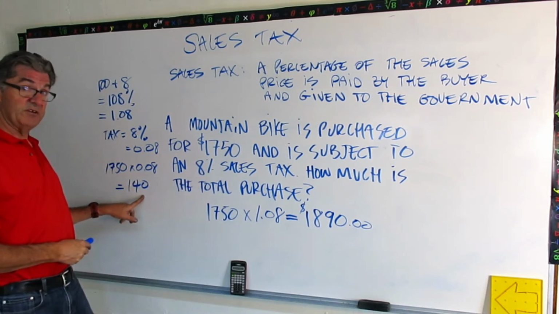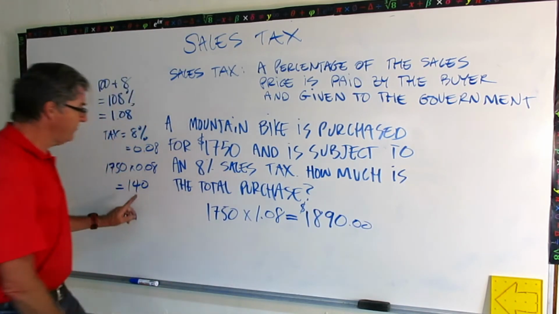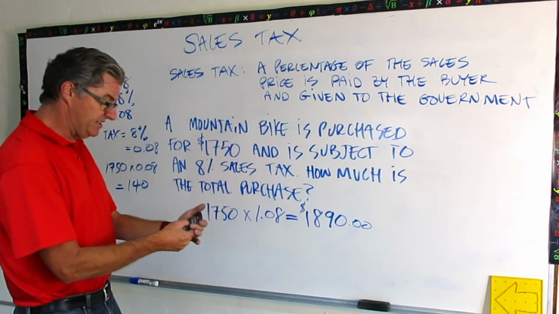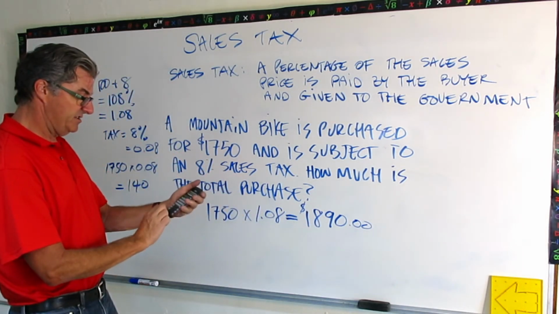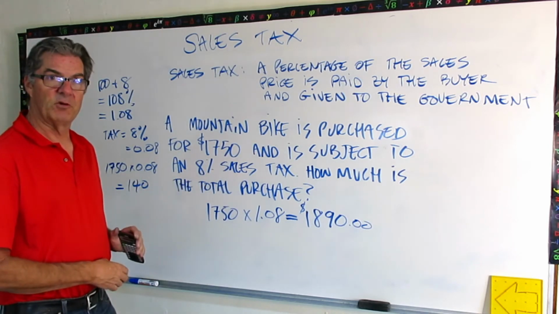Decent chunk of change. I can do a lot with 140 bucks, so I guess the government gets that. Now let's check that work. We should be able to subtract 1750 from 1890 and get that same price. So 1890 minus 1750, bingo, 140.